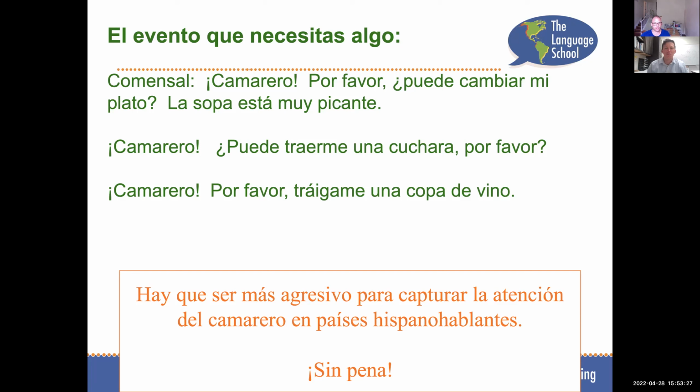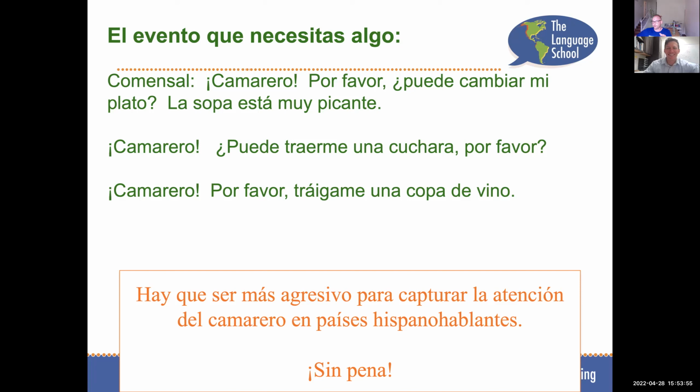They leave you alone. When you go out to eat, it's considered your time to be with your friends and your family and whatever. So if you want service, if you want something, you have to yell, and sometimes you yell across the restaurant to get them, right? So that's camarero, like the way you said it, you kind of read it, camarero, por favor. Yell it out, camarero.